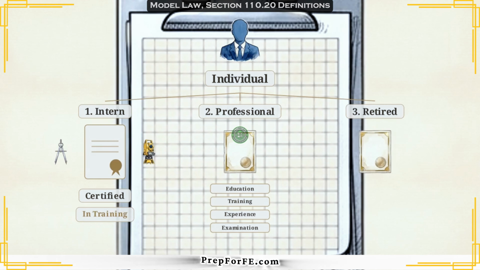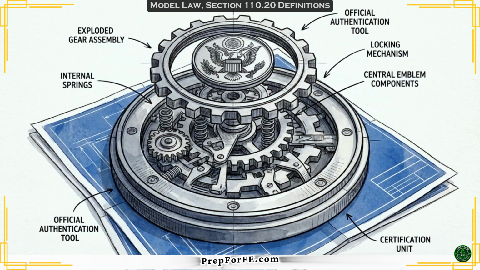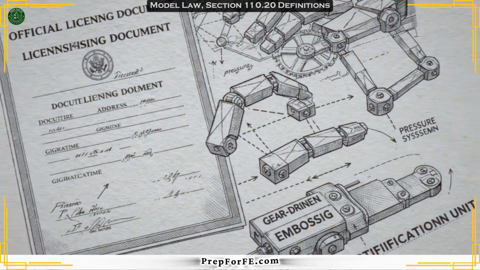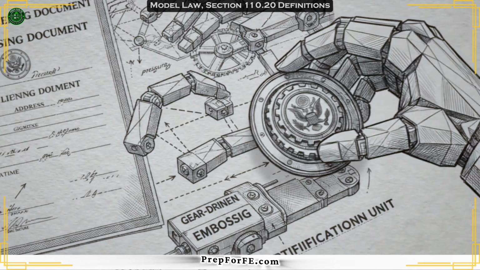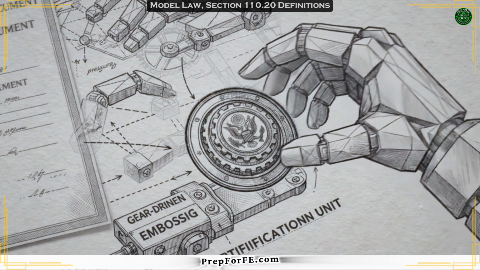Third is the retired professional. This status requires an active legal choice. The individual must relinquish their license, apply to the board, and receive explicit approval to use the title. The board may also grant inactive status to licensees who are not currently engaged in engineering or surveying practice that requires licensure within that specific jurisdiction. These titles function as legally gated designations, granted by the board only after an individual meets specific statutory milestones.